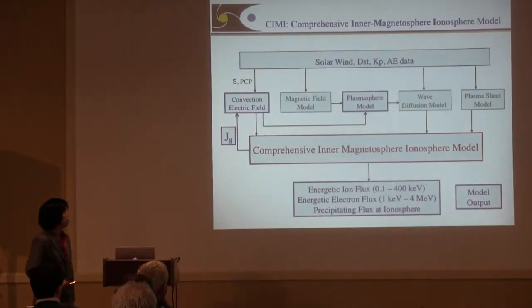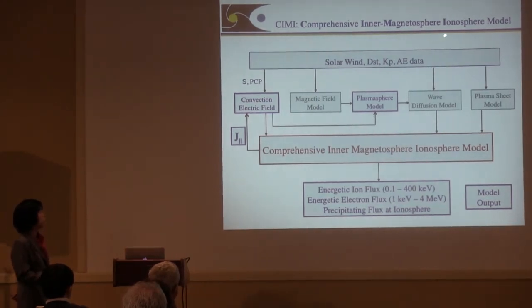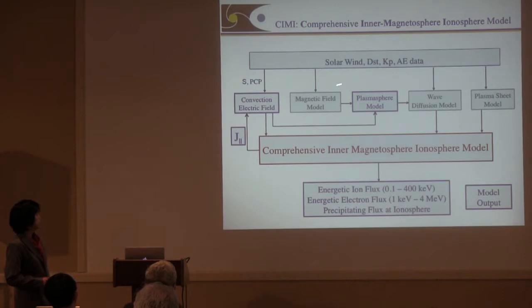So as I said, I combined the CLCM and RBE to form a comprehensive inner magnetosphere ionosphere model. I call it SIMI. This is just another way to show the model logic. This is all the input parameters to the model: the solar wind and geomagnetic indices. With this input, we can also get the conductivities, (this is supposed to be some sigma).